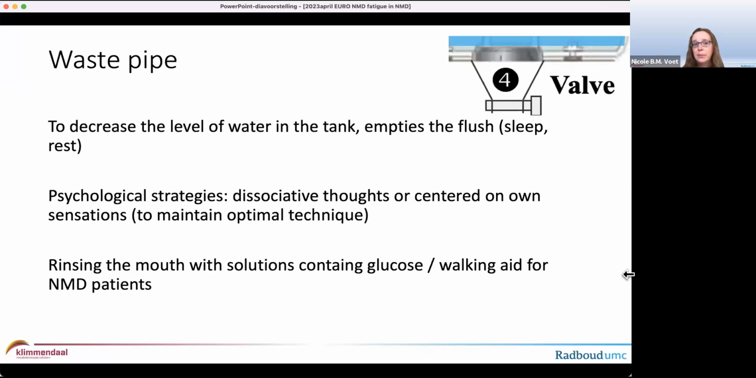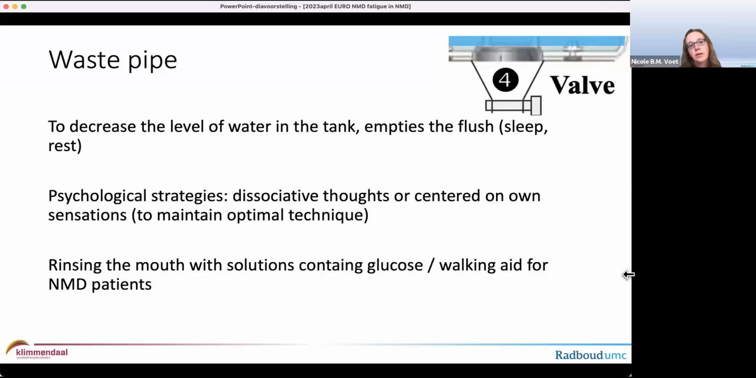Then the waste pipe. The waste pipe can help to decrease the level of water in the tank. It empties the flush. It can be, for example, by sleep. Don't sleep during exercise, but before. But you can rest during exercise. When you cycle and get fatigued, you can rest a little bit and then go further. That lowers the level in the tank.